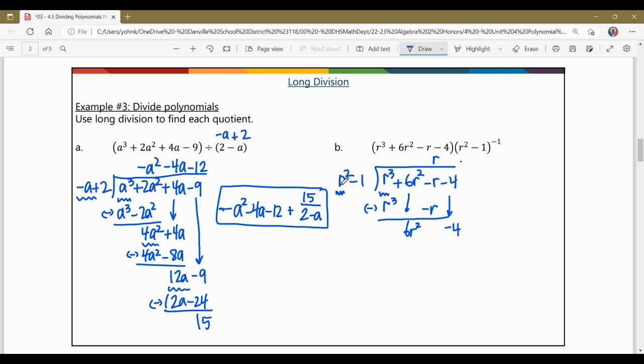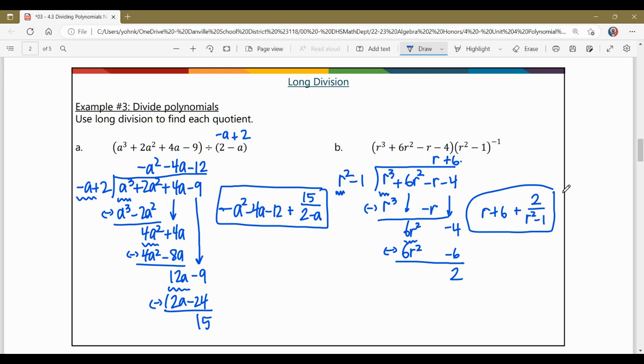Now I repeat. R squared goes into 6r squared how many times? The answer is 6, so plus 6. Then we distribute. 6 times r squared is 6r squared. And 6 times negative 1 is negative 6. Draw your line and subtract. 6r squared minus 6r squared is 0. Negative 4 minus a negative 6, that's negative 4 plus 6, that's 2. So we have a remainder of 2. So we have r plus 6 plus 2 over r squared minus 1.